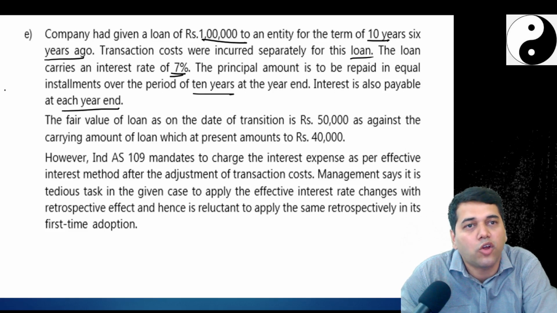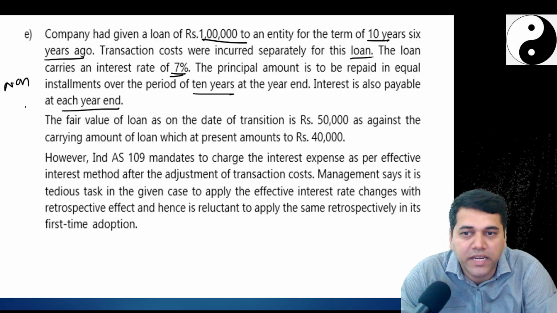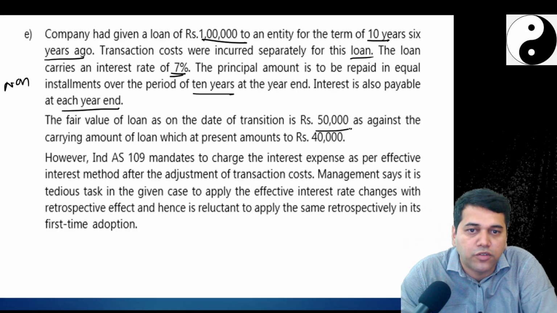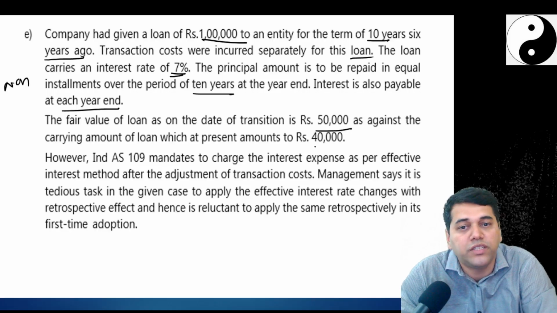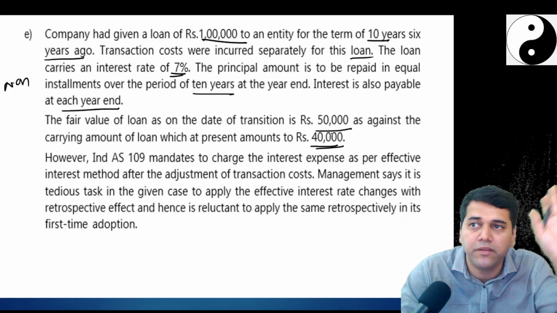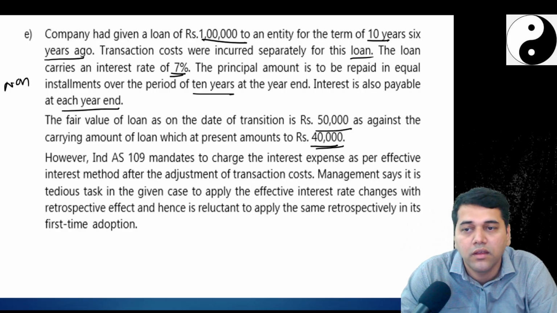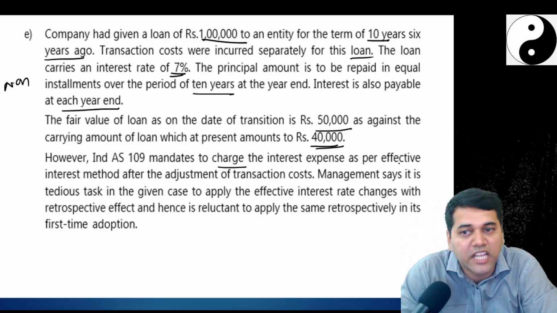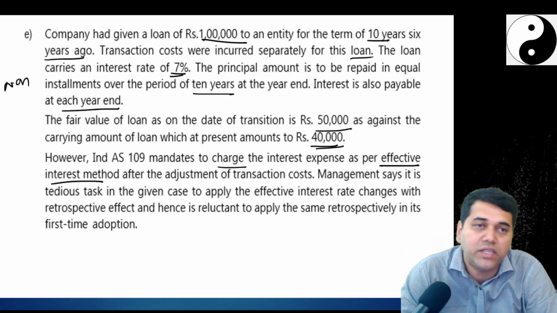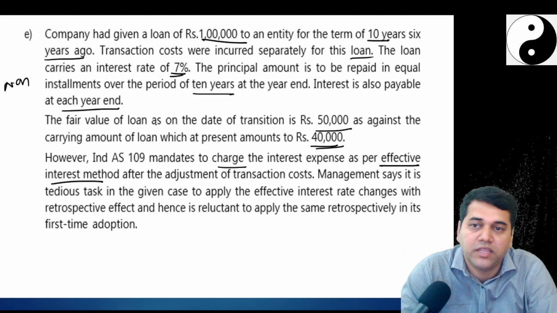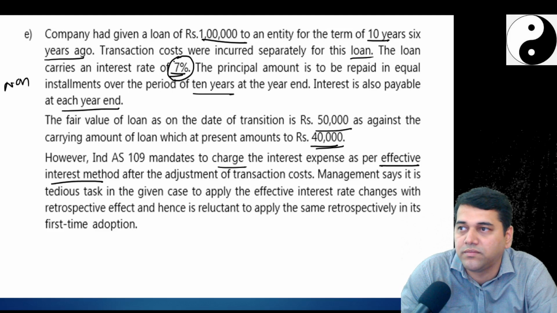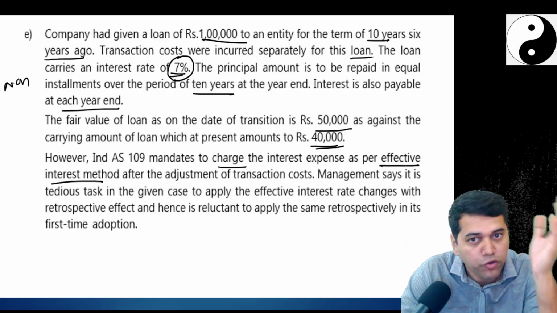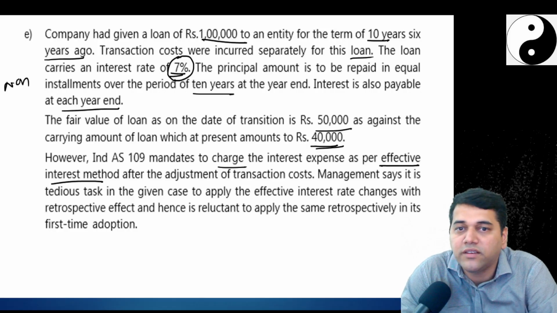Now this is like a non-conventional bond. Whether it is at market terms or not, we don't know. The fair value of the loan on the date of transition is 50,000 against the carrying amount of the loan, which is presently 40,000. Now how did you get this 40 as per the previous accounting? However, Ind AS 109 mandates to charge the interest as per the effective interest method. What they must have done? They must have charged interest at the rate of 7%. But what are you supposed to do? EIR. Now, what is that EIR? We have to find out the IRR now. And we don't know whether it is at market or off market.